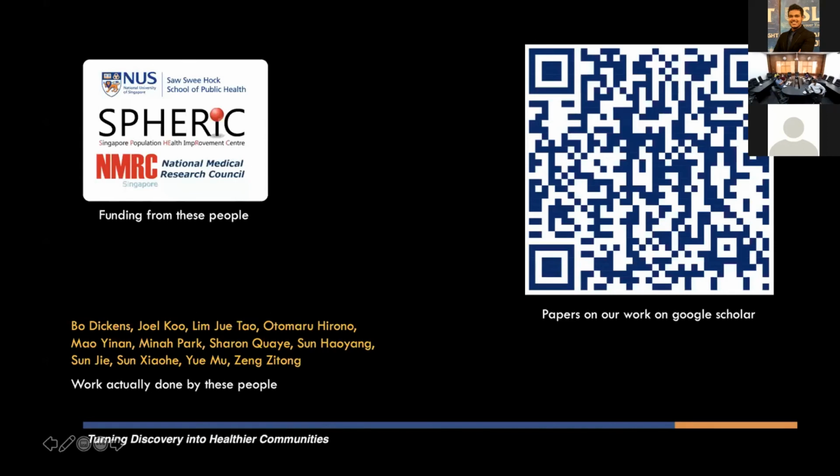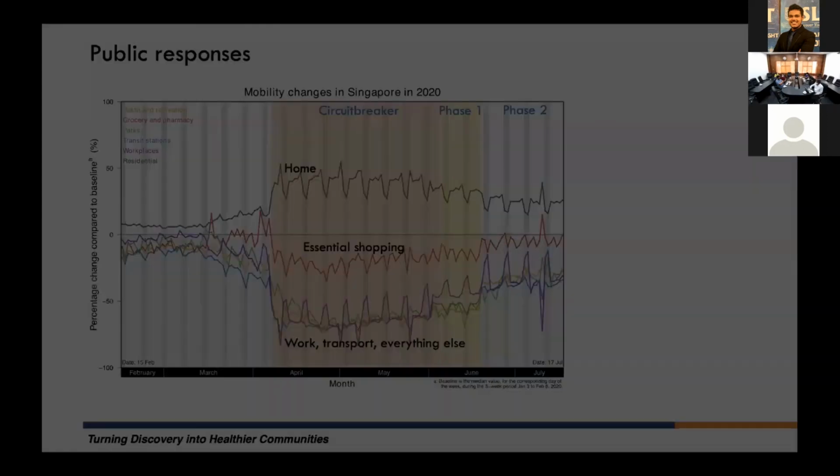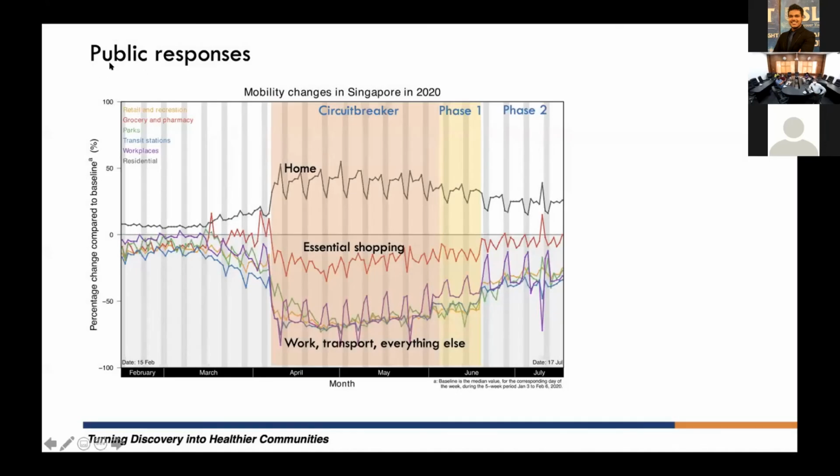How do I get back to the slide that I was going to show? Here. All right, so this is Google mobility data that we harvested a few months ago. Let me talk my way through it a little bit. You can see the shaded colors. Circuit breaker is the Singapore name for lockdown. Then we had phase 1 of post-lockdown and phase 2 of post-lockdown. And during that time period, different measures were implemented to restrict movement.